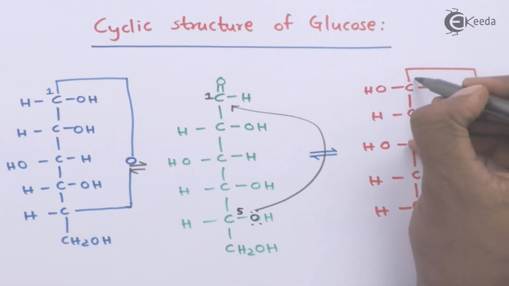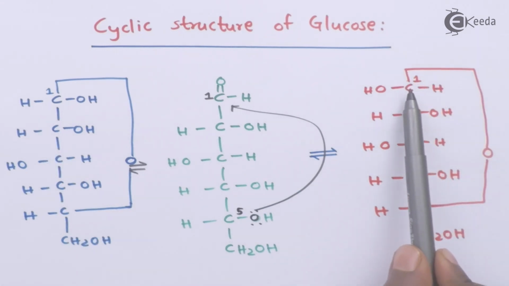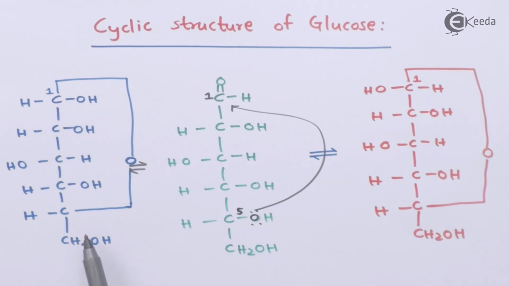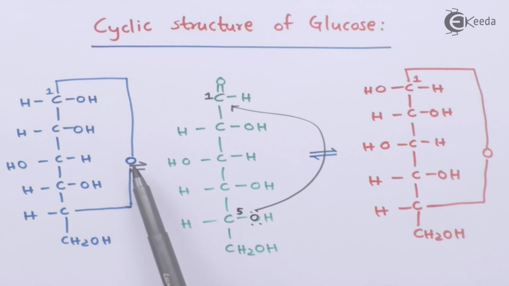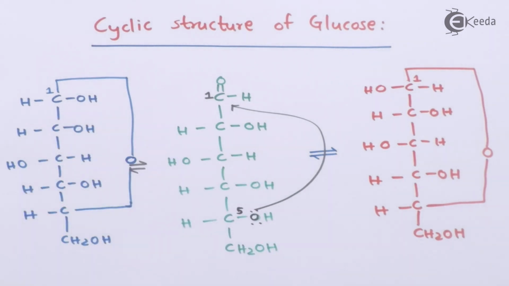Let me talk about the first carbon atom. Here there is a difference: in this case the OH is on the left hand side, and in this case the OH is on the right hand side. A 6-membered ring which consists of 5 carbon atoms and 1 oxygen atom is known as pyran. That's the reason the cyclic form of glucose is known as glucopyranose. But since here OH is on the right hand side, the name of this one would be given as D-glucopyranose.